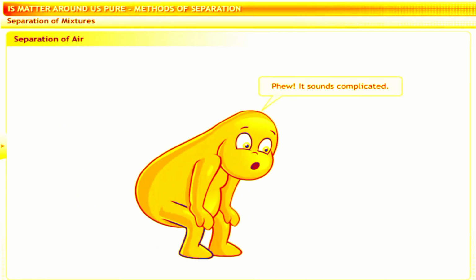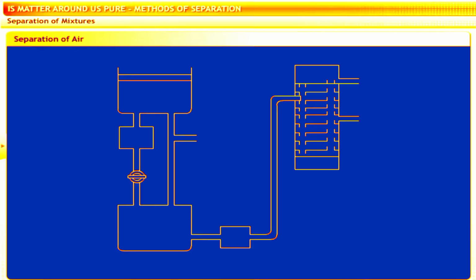Phew. That sounds complicated. Not really. Let's try to understand the process.